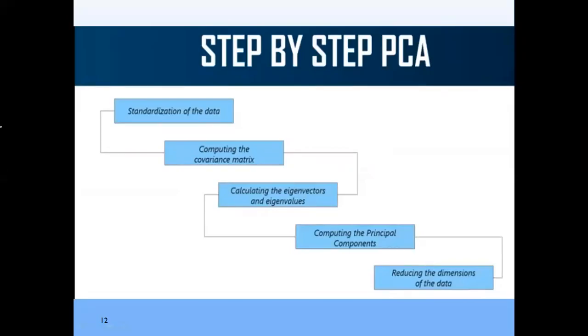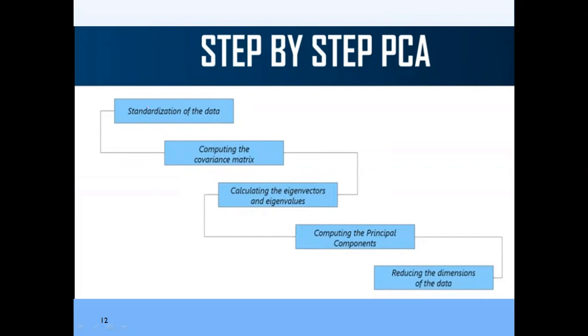Now we will discuss here the step-by-step process of calculating the principal components. So these are the 5 main steps that we need to follow for calculating the principal components and to reduce the original data into the reduced set of dimensions.